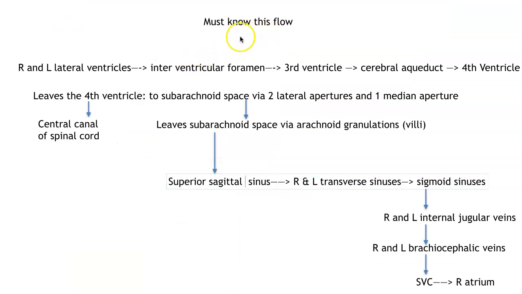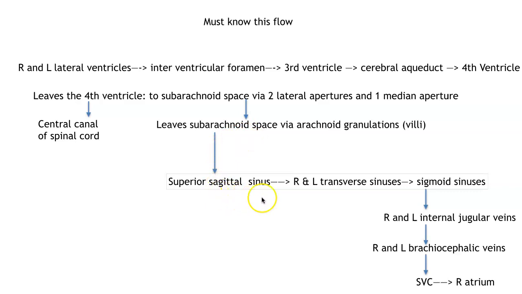So here is the flow that you must know. We're going to start with our right and left lateral ventricles, go into the interventricular foramen, which will take us to the third ventricle. Then we're going to leave the third ventricle into the cerebral aqueduct, which will take us to the fourth ventricle. And in the fourth ventricle, we can either leave the ventricular system through that central canal of the spinal cord, or go into our subarachnoid space via our two lateral apertures and our one median aperture. So we're going to leave that subarachnoid space via our arachnoid granulations or arachnoid villi, which are projecting into our superior sagittal sinus. And so they're dumping that CSF into the superior sagittal sinus.